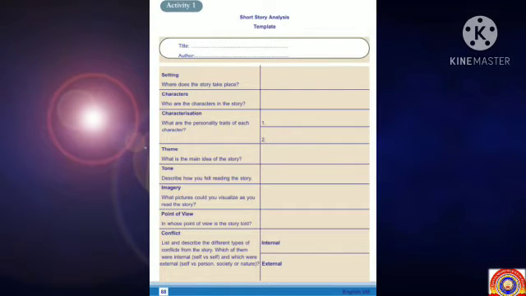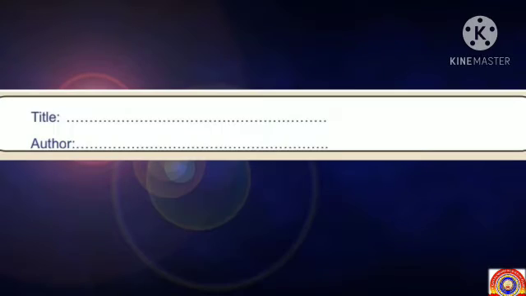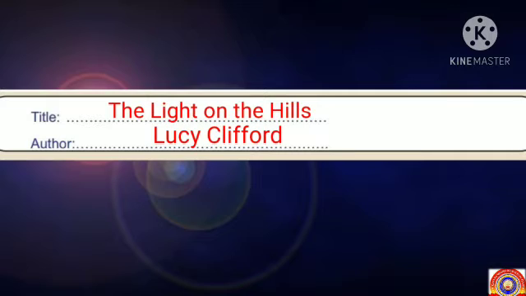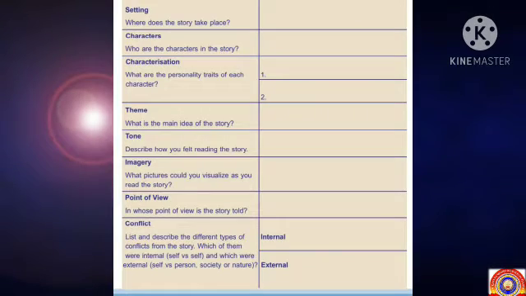Short Story Analysis Template. What is the title here? Title is The Light on the Hills. Who is the author? You know, Lucy Clifford. Now, look at this table given below. Some elements of the short story are given below. They are setting, characters, characterization, theme, tone, imagery, point of view, and conflict.